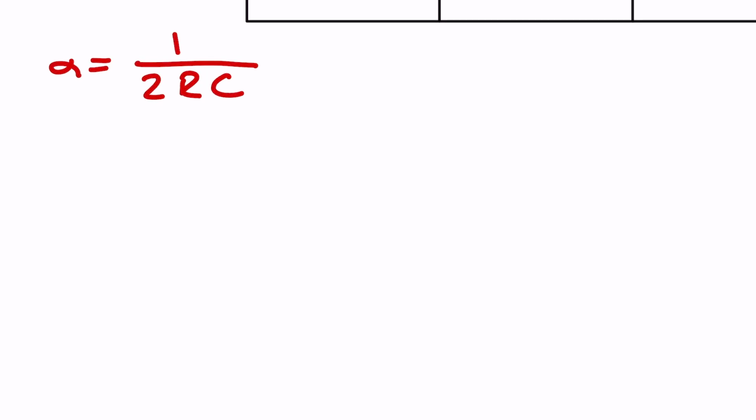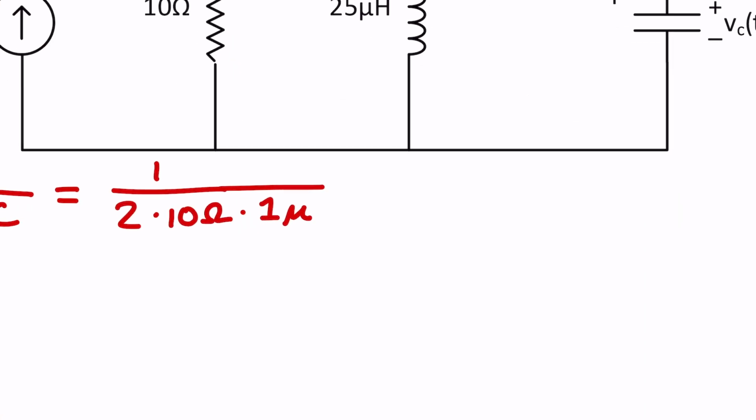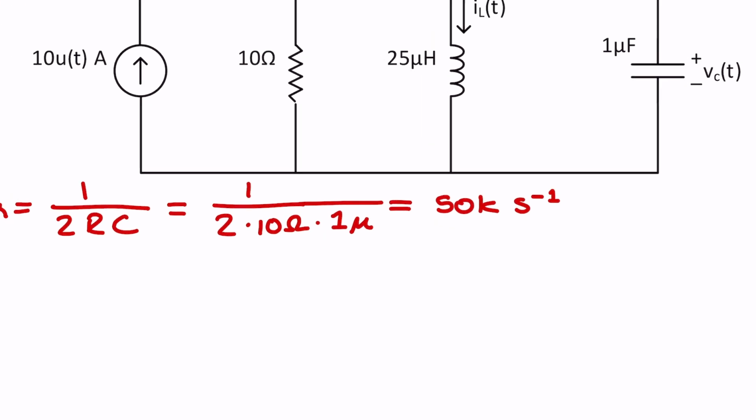So what do we have? Alpha is equal to 1 over 2RC. What is that equal to? That is just equal to 1 over 2 times 10 ohms times, what is it, 1 microfarad? I think so, yeah, it is 1 microfarad. Okay, cool. Now you solve the math on this, and what you get is 50k seconds^-1. So that is our alpha.